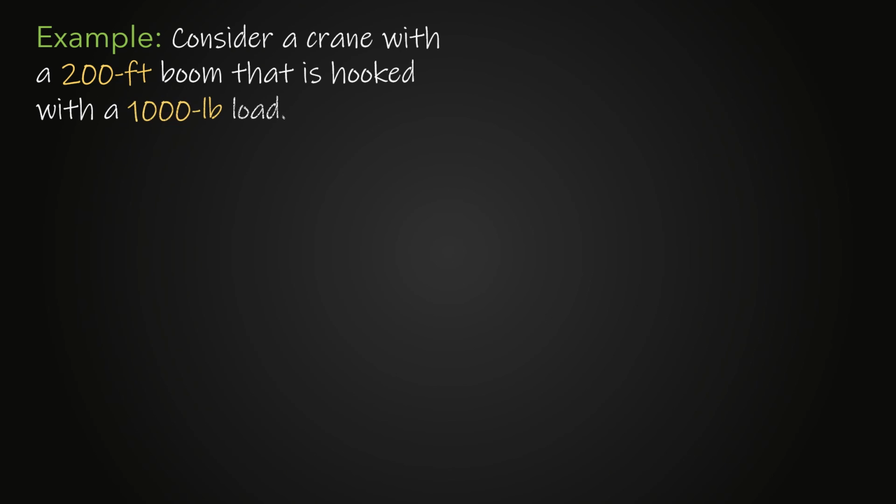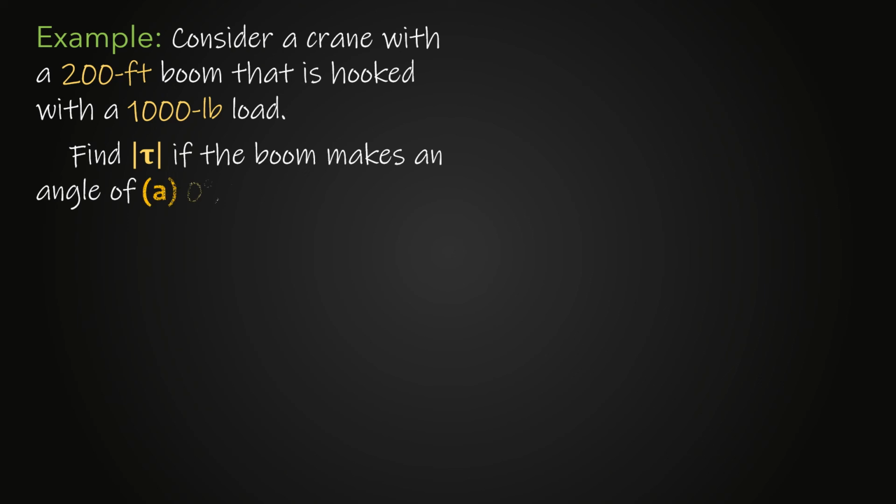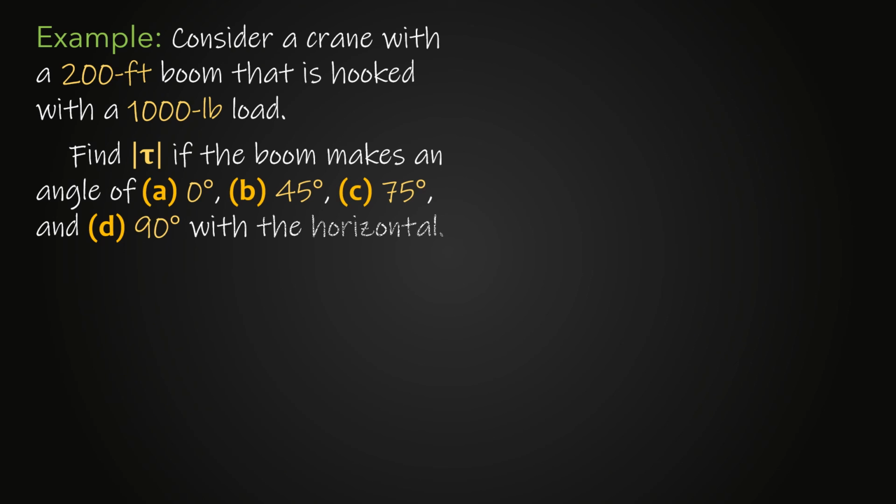Example: consider a crane with a 200-foot boom that is hooked with a 1,000-pound load. Find the value of the torque if the boom makes an angle of a) 0 degrees, b) 45 degrees, c) 75 degrees, and d) 90 degrees with the horizontal. Solution.